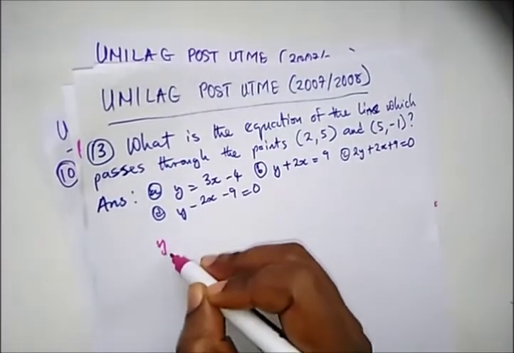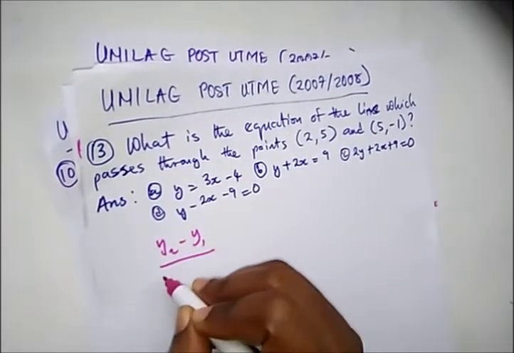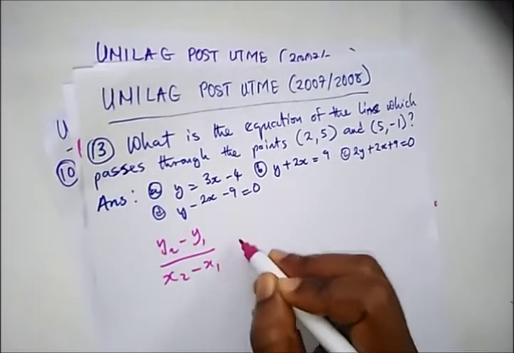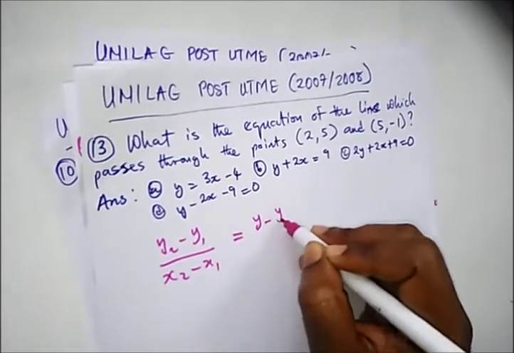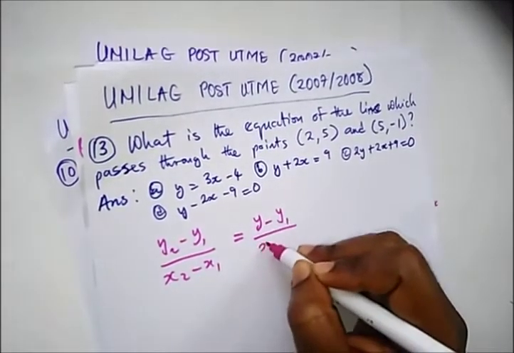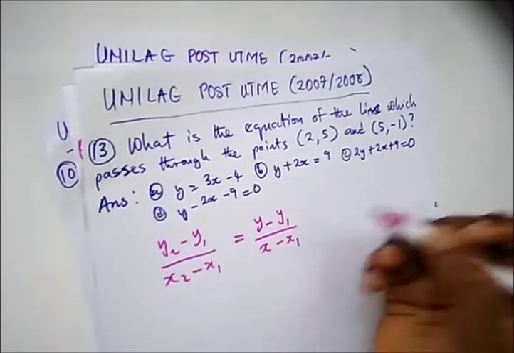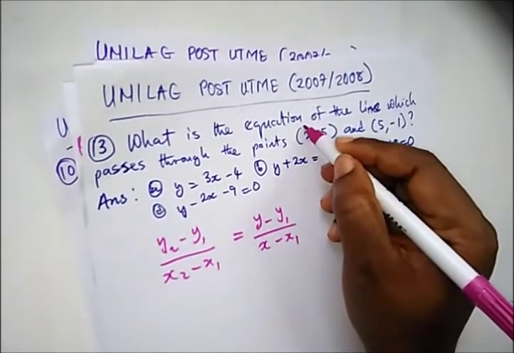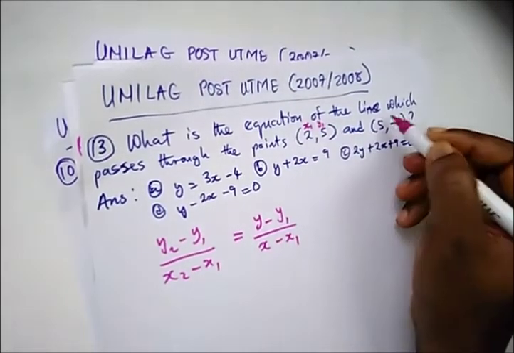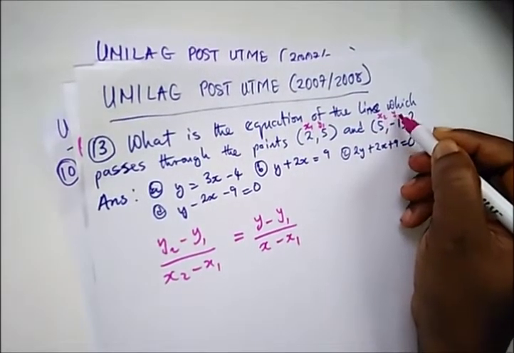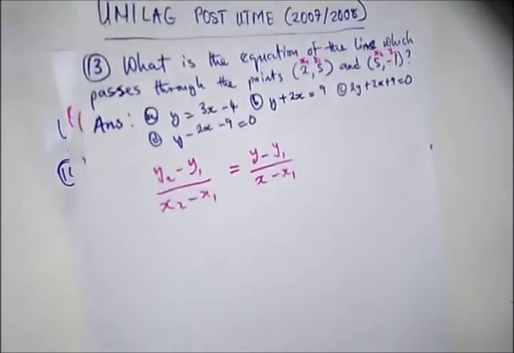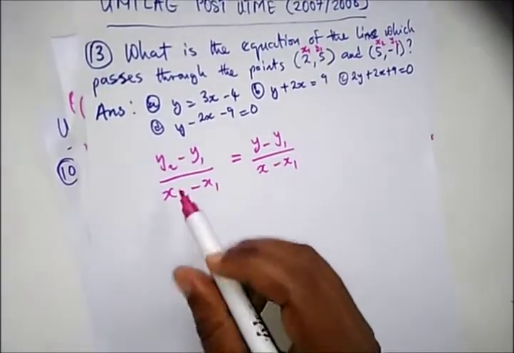Is what? y2 minus y1 over x2 minus x1 equal to what? y minus y1 and what? x minus x1. So here we have, this is x1 y1 and this is what? x2 y2. So putting these values into this equation. So what do we have here?